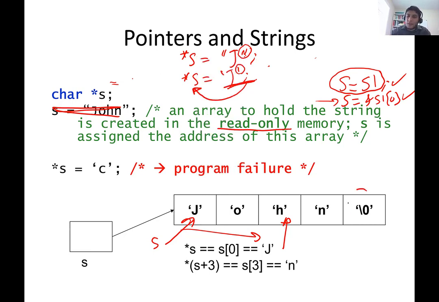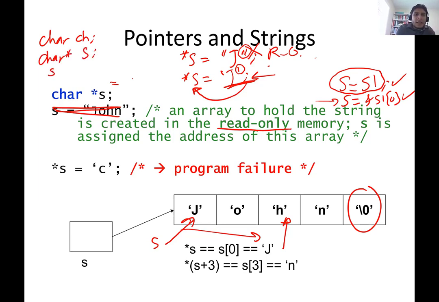So even if your string consists of a single character, it's still a string. So that's also still causing all the same issues. So it's read only, right? But here you are just simply saying something like the following: a character, let's call it CH, and then a character pointer S, and then S equal &CH, and then here you do something like *S = 'J'.